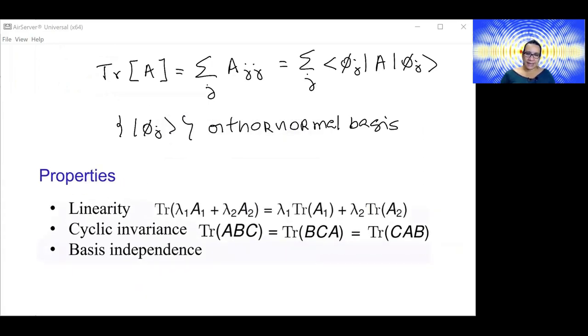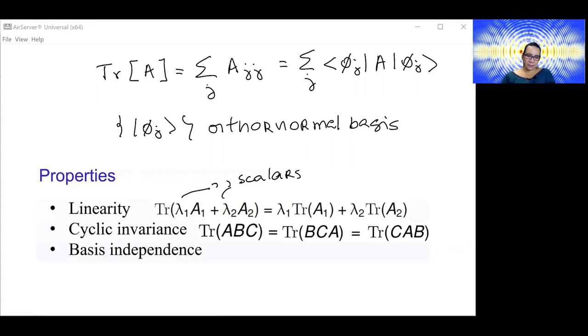So one of them is linearity. Traces are linear, meaning that if you have trace of lambda 1 A1 plus lambda 2 A2, this is going to be lambda 1 trace A1 plus lambda 2 trace A2, whereby these are scalars. Also, if you have three matrices and you swap these matrices cyclically, you are having the situation where the trace remains invariant.